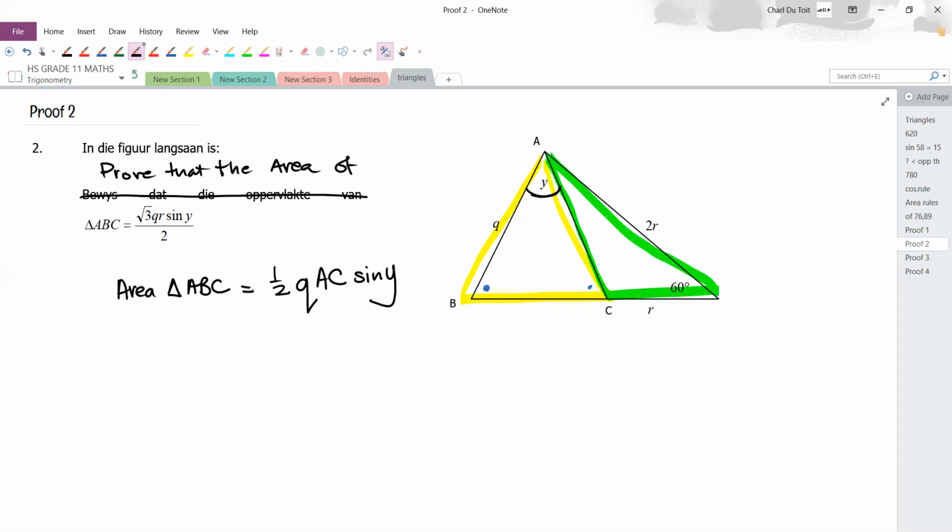Why? Because I have an included angle now. I have that included angle, that R and 2R. So AC squared equals R squared plus 2R squared minus 2 times R times 2R cos 60. That's the cos rule.